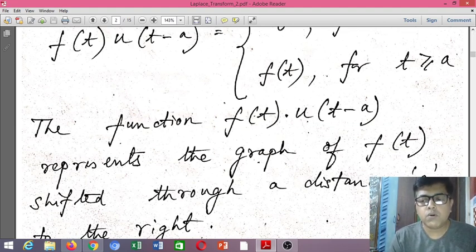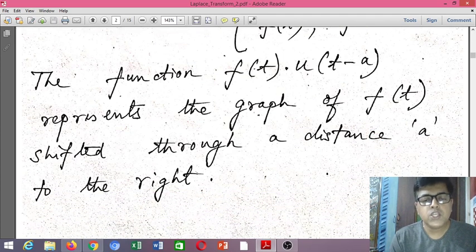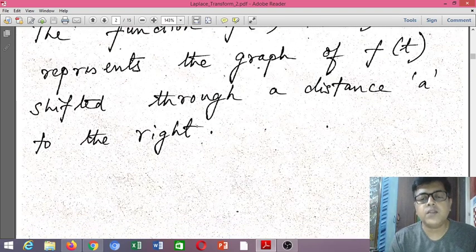Now let's come to find out the Laplace transform of a unit step function, which we have defined in the previous article.